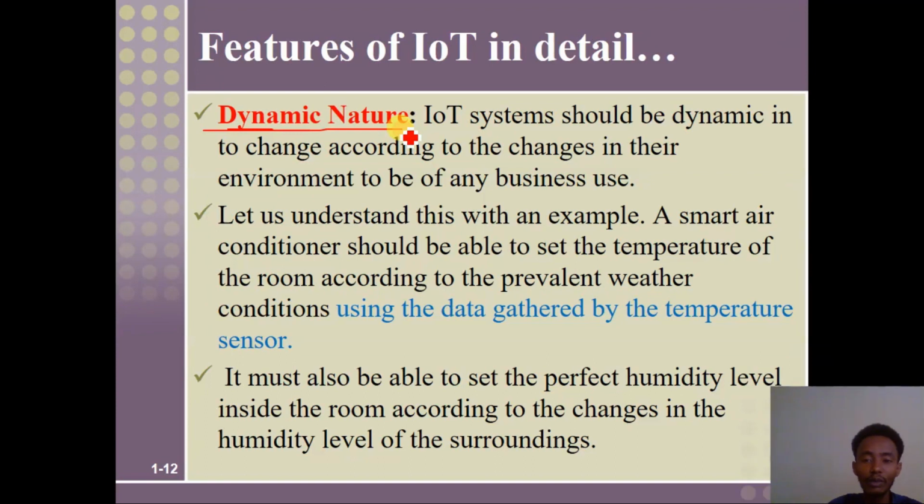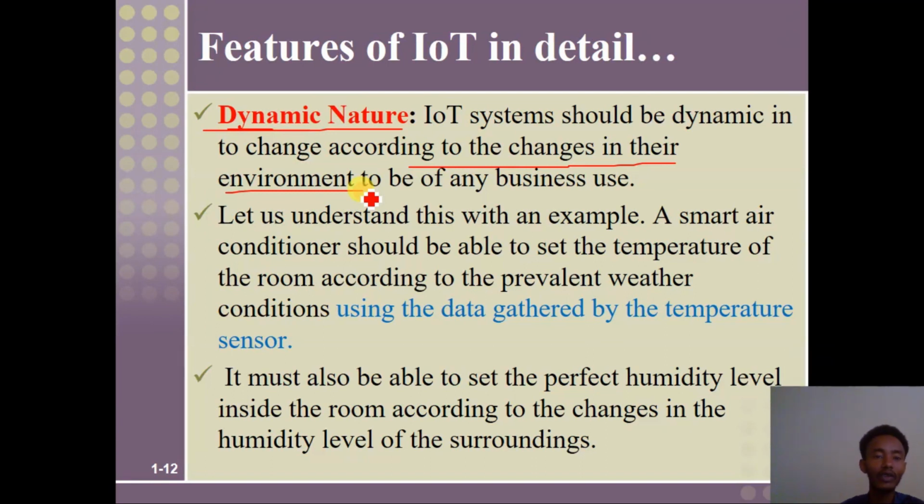For example, an IoT system should be dynamic in order to change according to changes in its environment. If there are changes in the environment, its properties should change. For example, consider a cooling machine: if the temperature of the room is hot, it is able to normalize the temperature. If the temperature becomes cool, it starts to heat the environment. So in order to normalize the temperature of the environment.